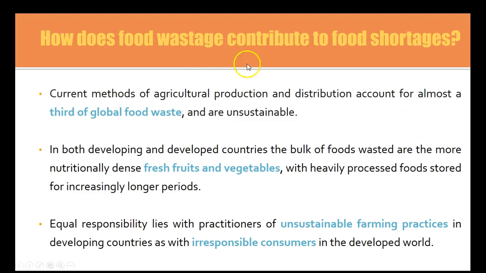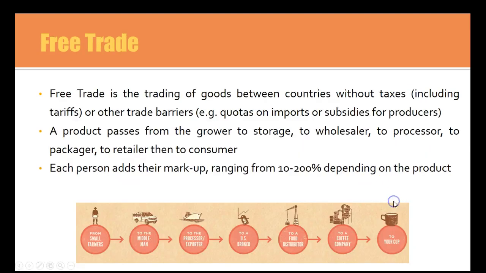So food waste does contribute to food shortage because the bulk of foods wasted are more nutritionally dense fresh fruits and vegetables, so that heavily processed foods, which tend to be less nutritionally sound, are what is kept and will impact on a person's nutrition. And that's what we're going to look at next week, the actual consequences of hunger and famine.